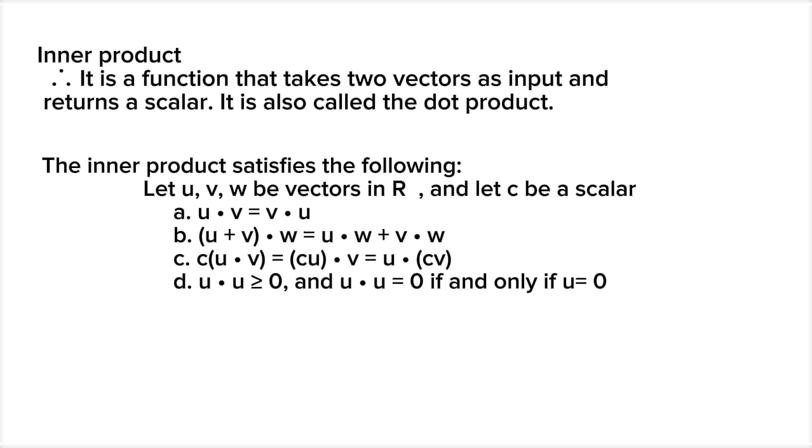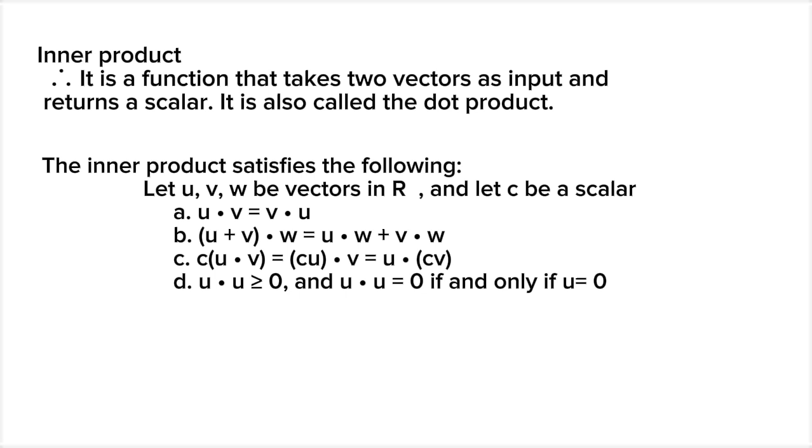The second is the distributive property. This property is expressed as (u + v) · w equals u · w + v · w. The third one is scalar multiple.